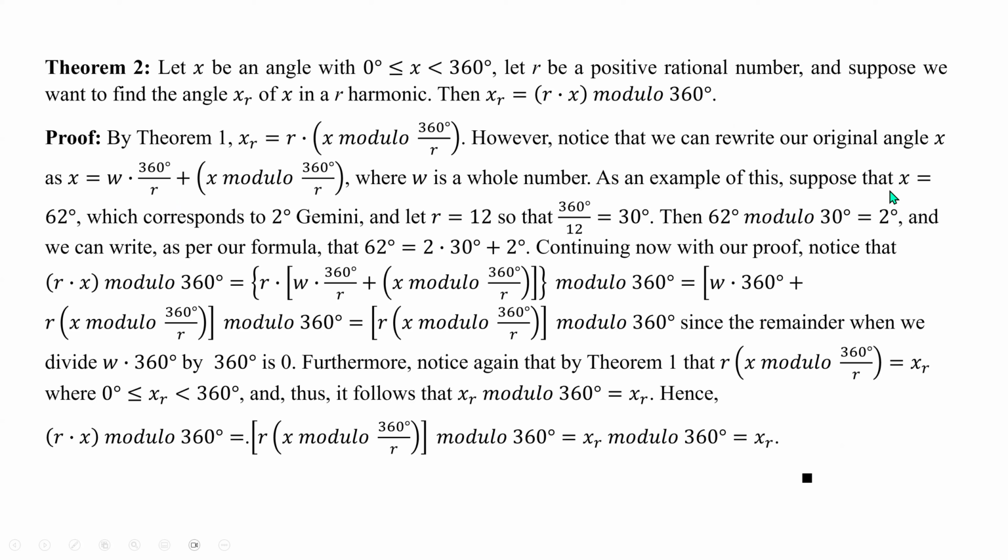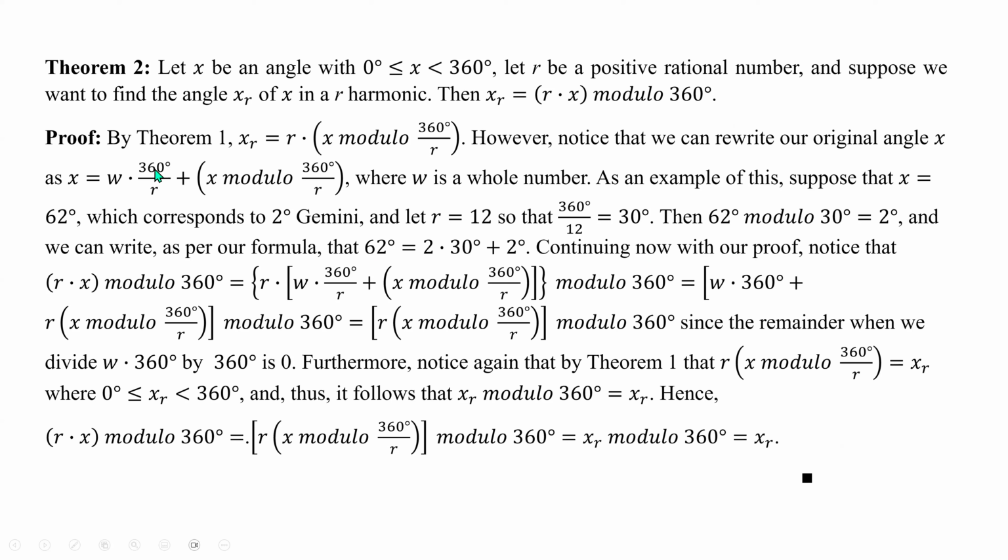Now, as an example of this, suppose that x, again, is 62 degrees, which corresponds to 2 degrees Gemini, and let r equal 12, so that 360 degrees over 12 gives us back 30 degrees. Then 62 degrees modulo 30 degrees is 2 degrees, and we can write, as per our formula, that 62 degrees is 2 times 30 degrees plus 2 degrees.